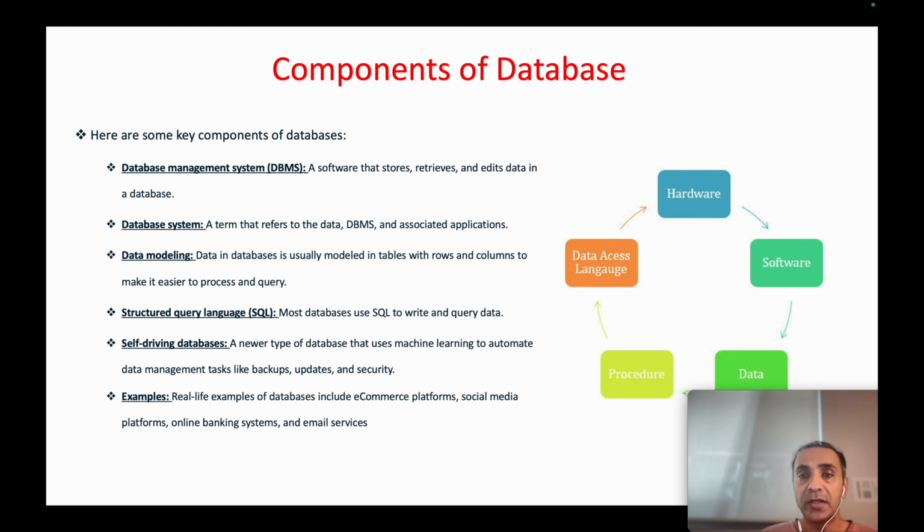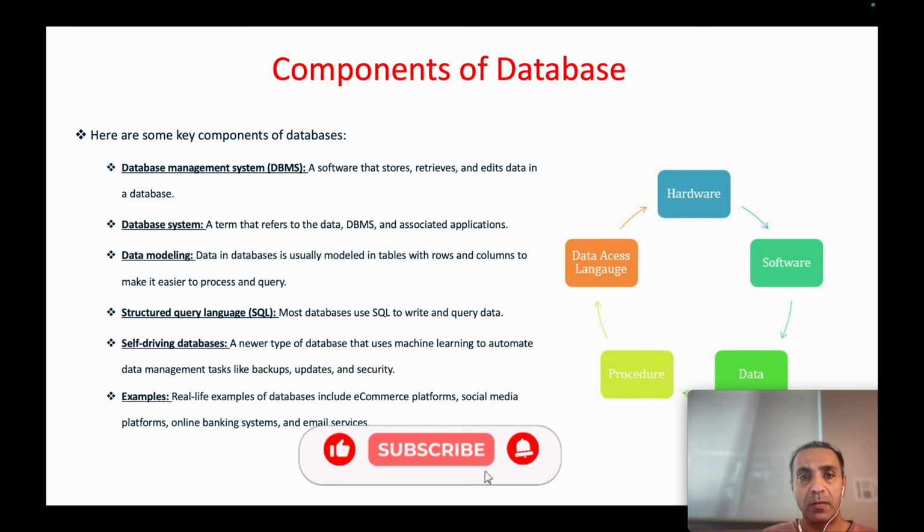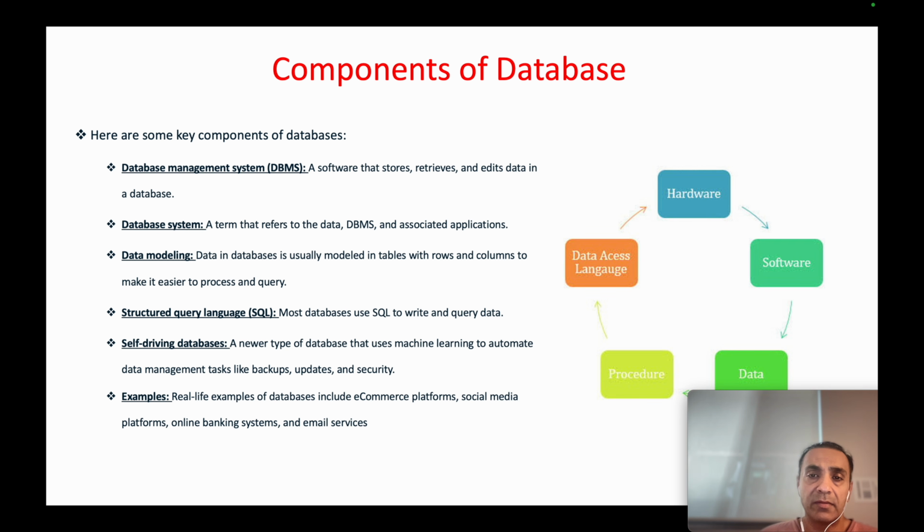So what are the components of a database? Well, here are some key components. Number one is the database management system, which is software that stores, retrieves, and edits data in a database. For example, when we use software like MySQL Workbench or any other software from Oracle or any other company that you use to manage, maintain, or monitor your database, that's a DBMS.